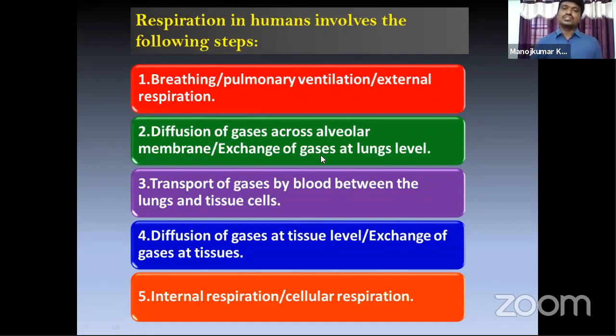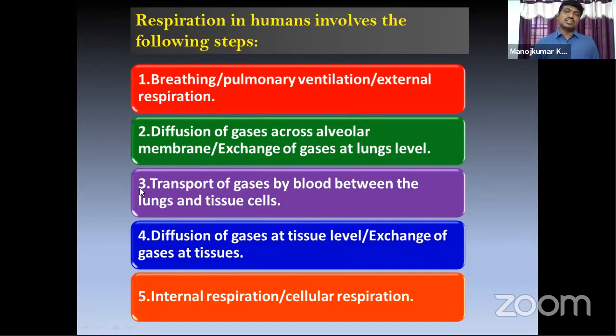O2 enters the bloodstream from the alveoli, whereas carbon dioxide enters the alveoli from the bloodstream. This is how the mutual exchange of gases takes place inside the lungs, at lung level. This is also called diffusion of gases 1. Students, we come across one more diffusion, which is called diffusion of gases 2. This diffusion of gases 1 occurs inside the lungs.